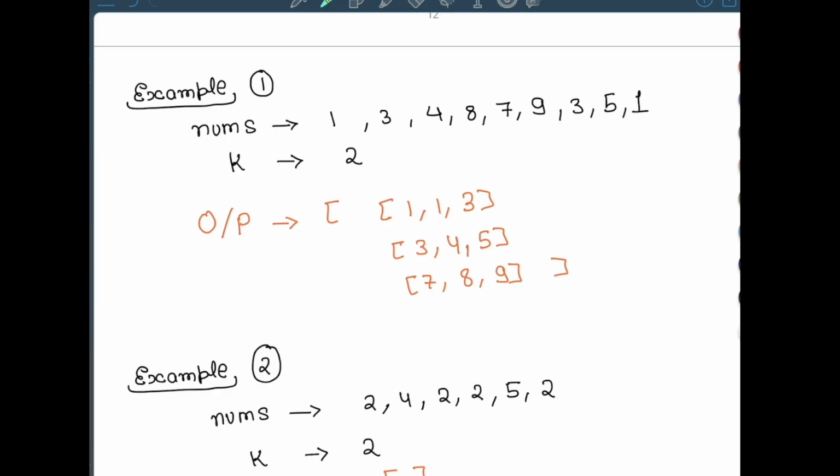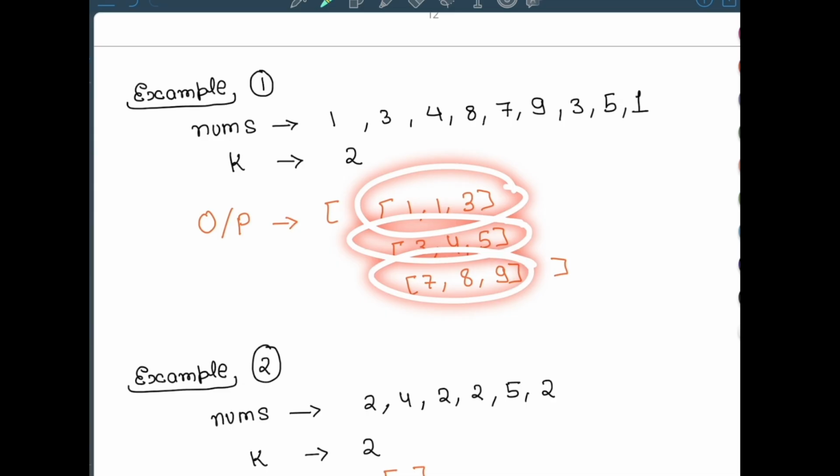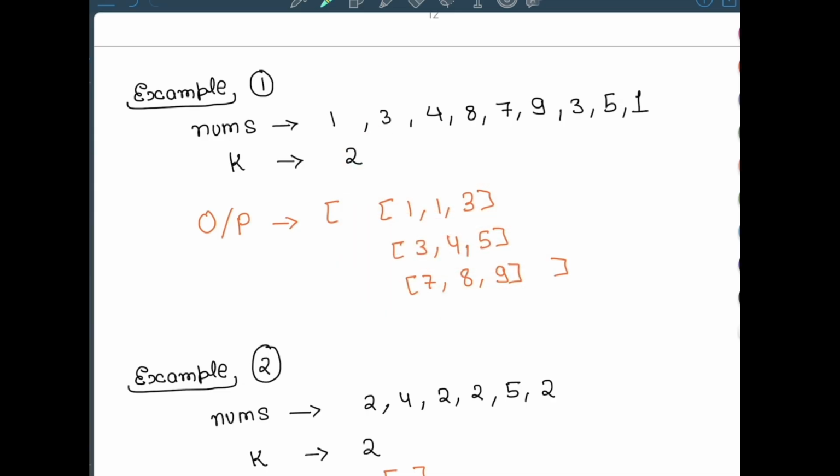Now the thing is, if you have multiple answers, that is you can create some other two-dimensional array which satisfies all the conditions, you can return that answer. If you have multiple answers, you can return any answer. And if you don't have any answer, that is you cannot divide your array into n by 3 number of arrays such that the difference between any two elements in each array is at most k, then you need to return an empty array, and that's what we have in example number 2.